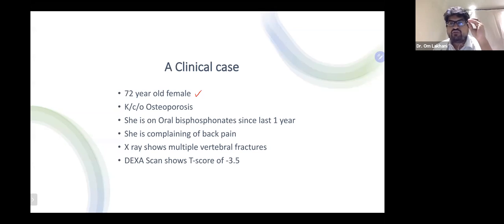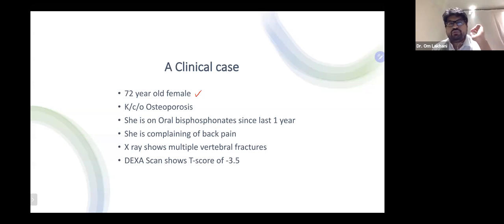Now, a vertebral fracture in an elderly female is again diagnostic of osteoporosis. Back pain in an elderly female, you must rule out vertebral fractures and you must rule out osteoporosis. It is so common. Tell me one person who is more than 70 years of age, he or she not complaining of back pain. I will not find anybody, right? Such a common symptom, such a common test, such a cheap test, easily available X-ray, anybody can do an X-ray, AP and lateral view you need to do, right?